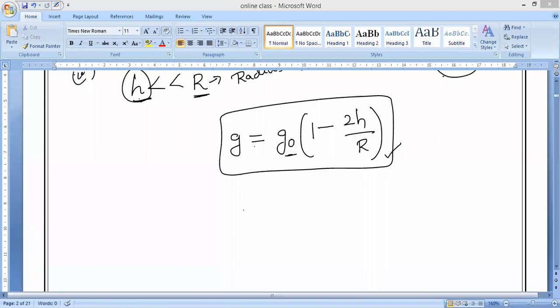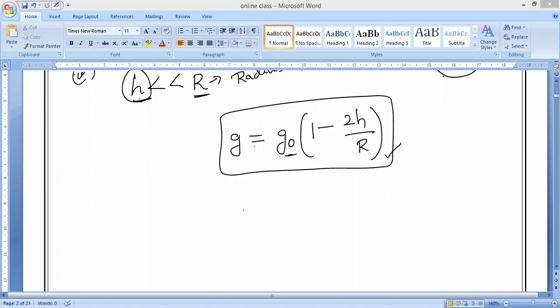As I said, in the tabular column I have shown you, at 6,371 kilometers, what is the G value? Anybody can see and tell me. At 6,371 kilometers, the G value is around 2.46 meter per second square. That is the G value in the tabular column.